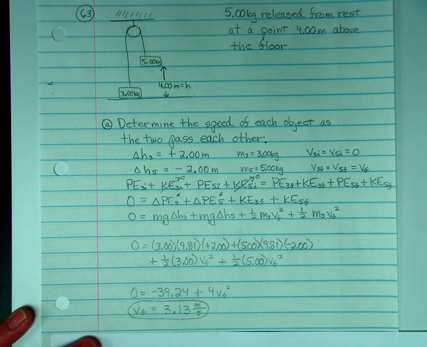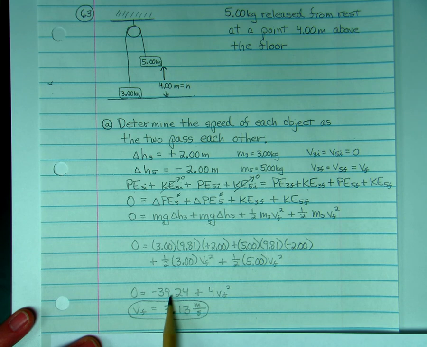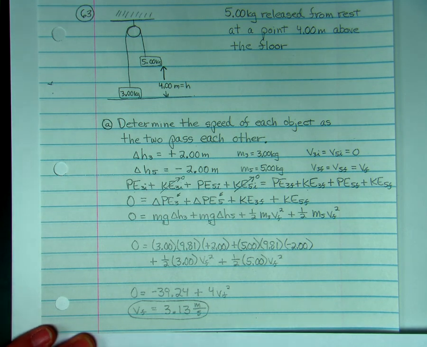So when I solve that problem, I add 39.24 to each side, and then I divide by 4, and then take the square root. I get a final velocity when they are at the same location of 3.13 meters per second, and that does agree with the answer in the book.